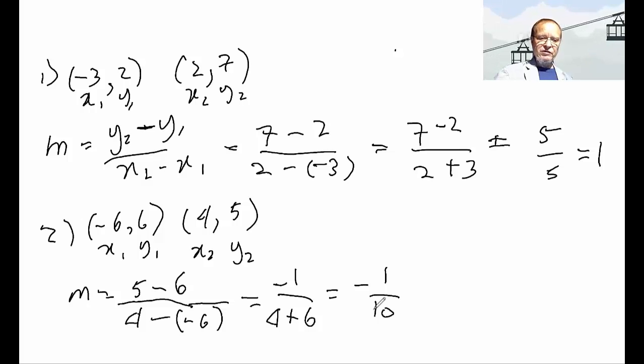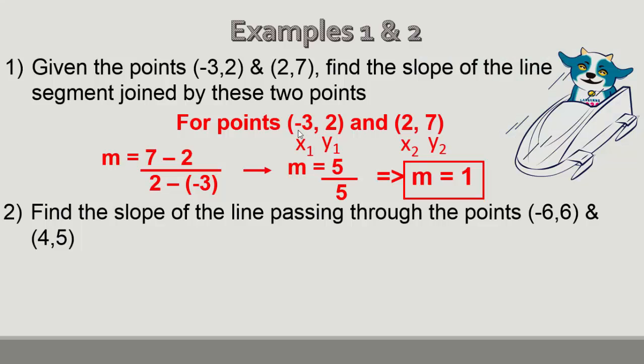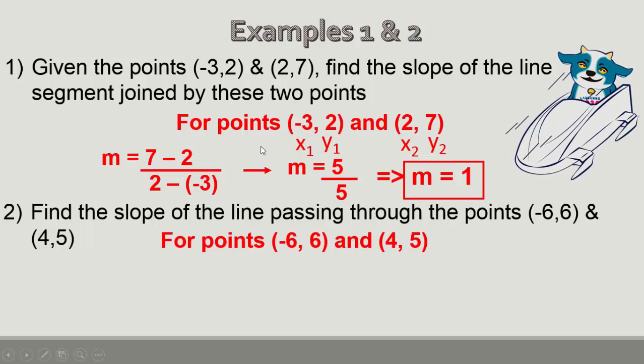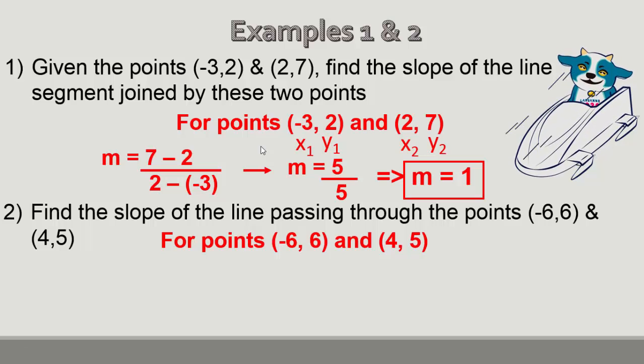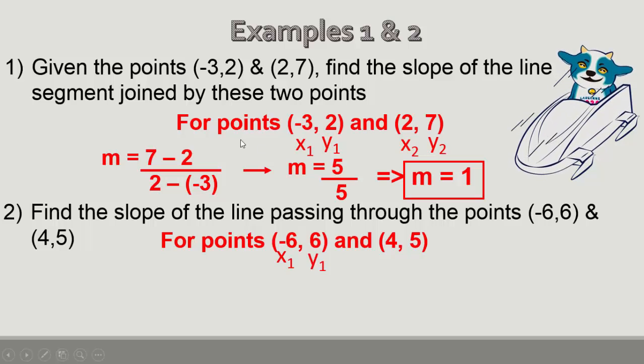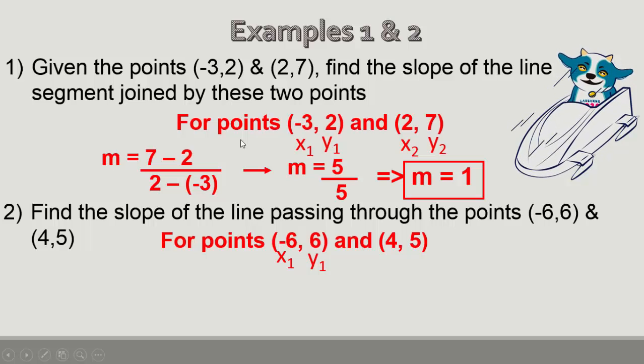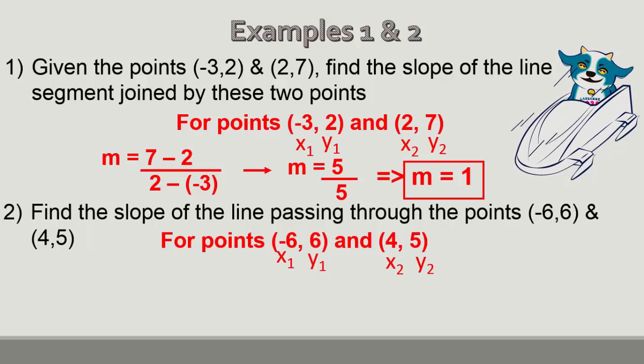And that will be the slope of the line that connects those 2 points. Reviewing what we just did on the whiteboard in example number 2, for the points -6, 6 and 4, 5, we labeled x1, y1, and x2, y2.